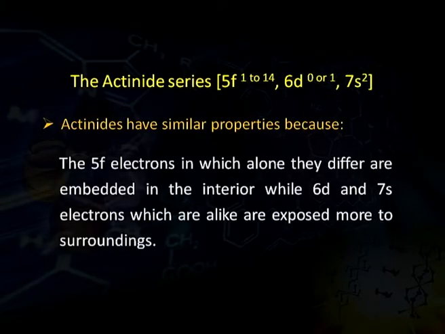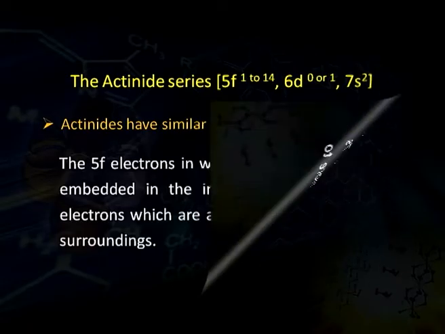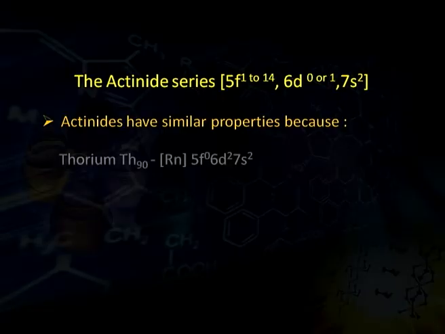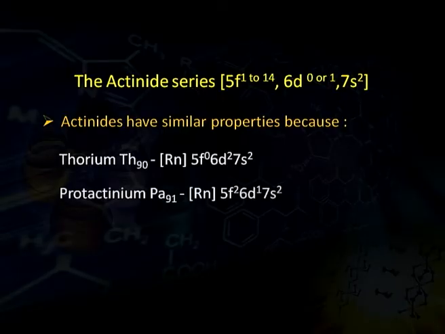It has the general configuration 5f1 to 14, 6d 0 or 1, and 7s, meaning successive addition of electrons in the 5f. The actinides have similar properties because the 5f electrons, in which alone they differ, are embedded in the interior, while the 6d and 7s electrons, which are alike, are exposed more to the surroundings.